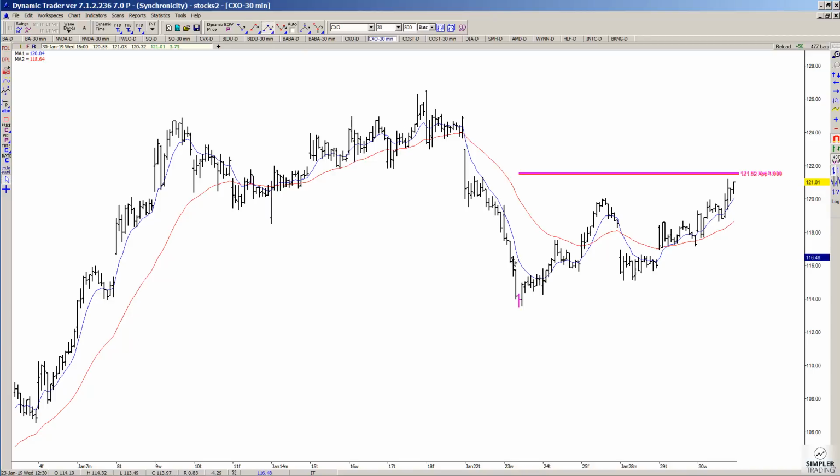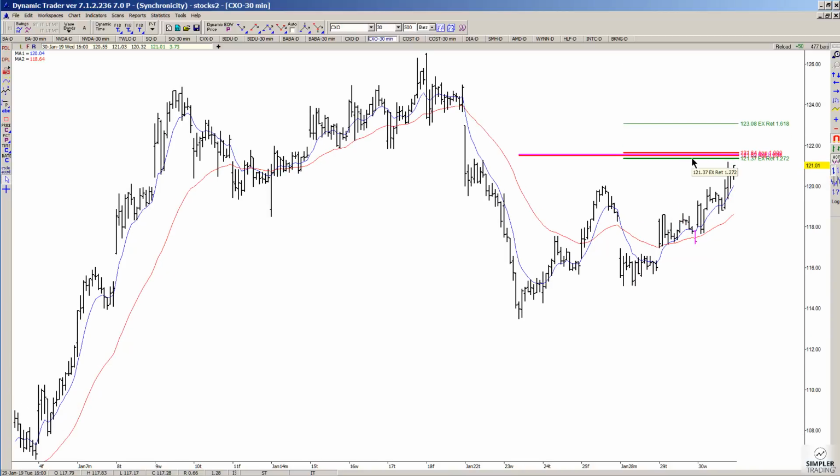Then you can add a 100% projection of the first swing up, so low to high from the low. That overlaps this area, and that came in at 121.64. And better yet, if you take the prior high to low extension, you're going to see that another level overlaps. You have the 1272 extension. So this is essentially a zigzag or two-step pattern into resistance.